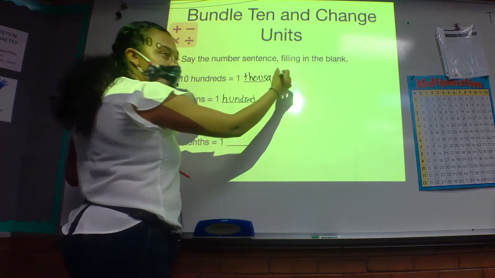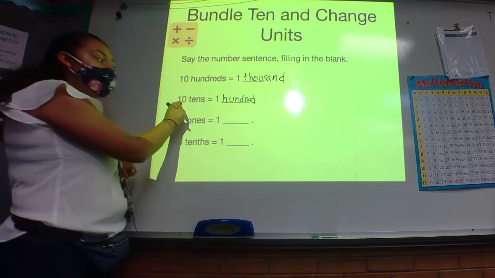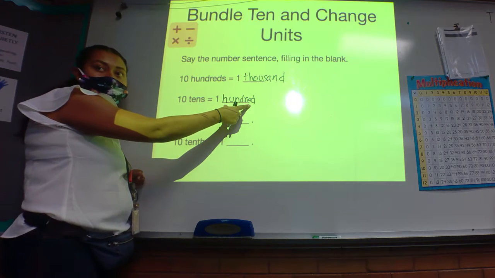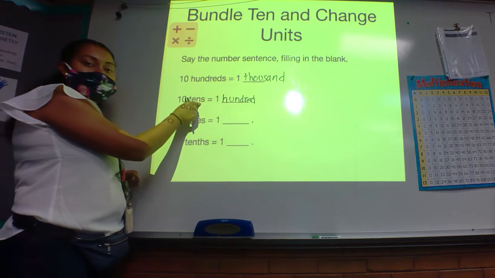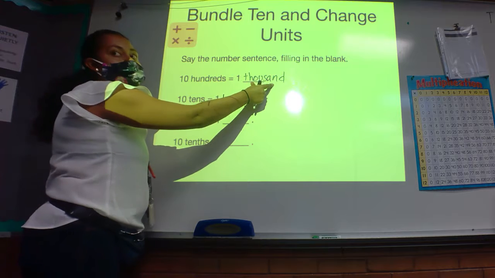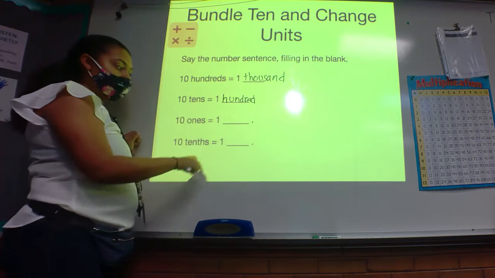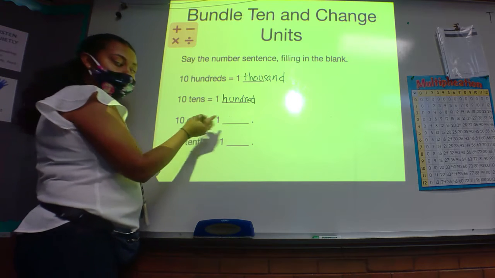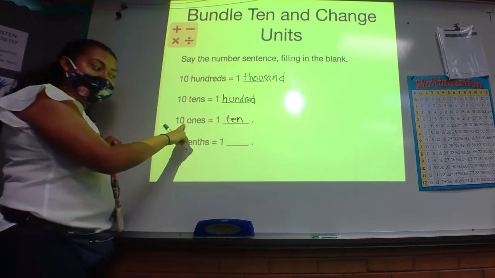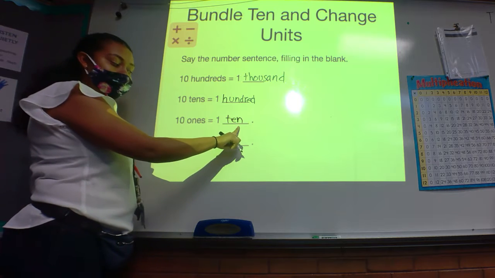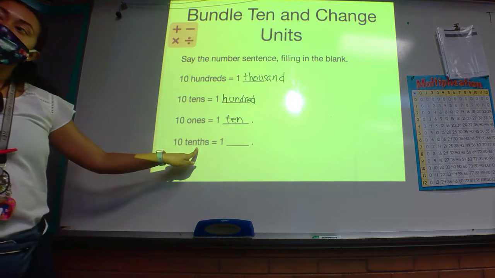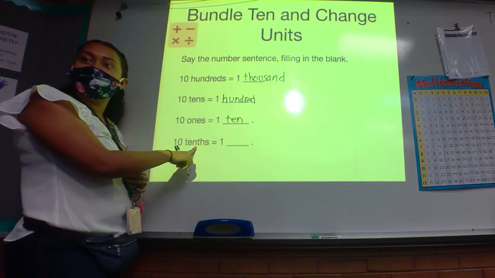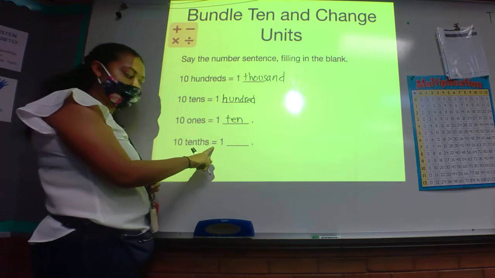Does everybody see the pattern? So however, 10 of these is going to exchange for 1 of the next place value. Okay, so 100 is the next place value from 10. 1,000 is the next place value from 100. So what's the next place value for ones? 10. So we would have 10 ones is equal to 1 ten. Okay, now. 10 tenths is equal to 1. Okay, so 10 tenths, so if these are dimes, 10 tenths is equal to 1.